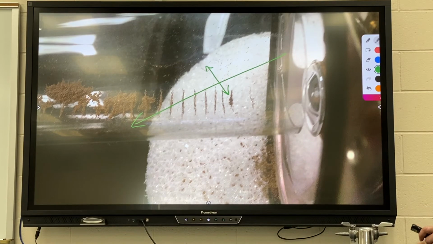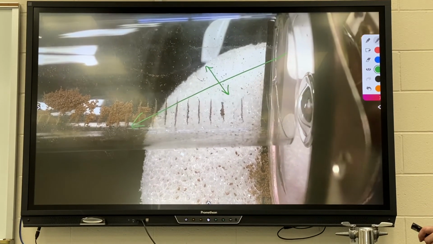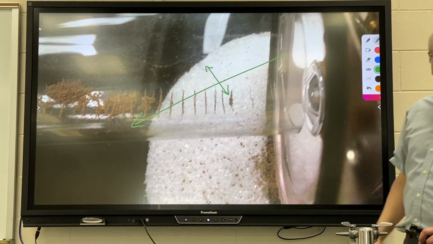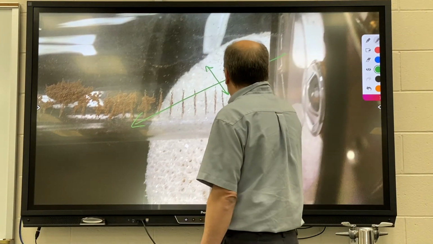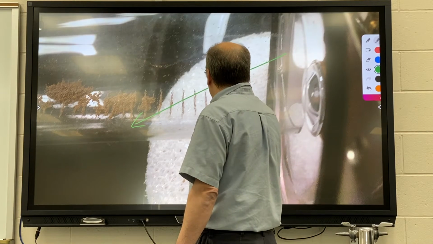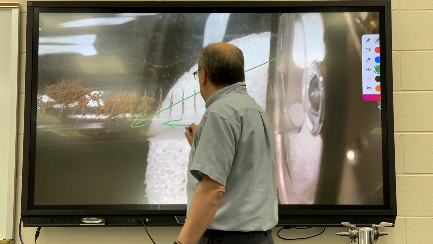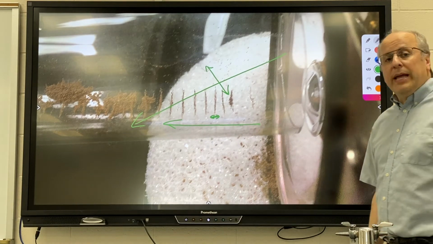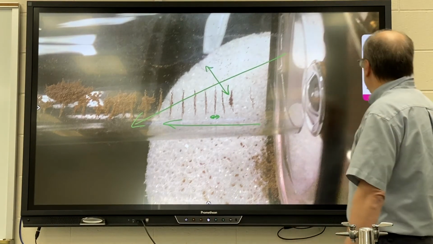And here's a sound wave. And I have little bits of cork dust in there. And you can see the cork dust is oscillating back and forth like this as the sound wave is moving away from the speaker. So a sound wave is longitudinal.